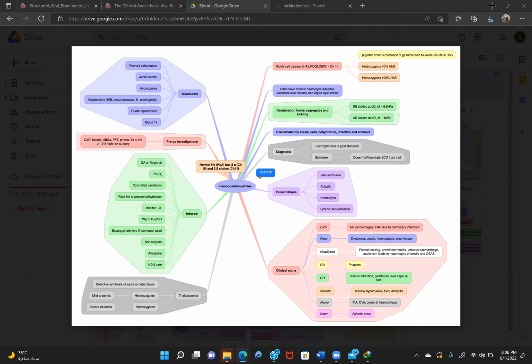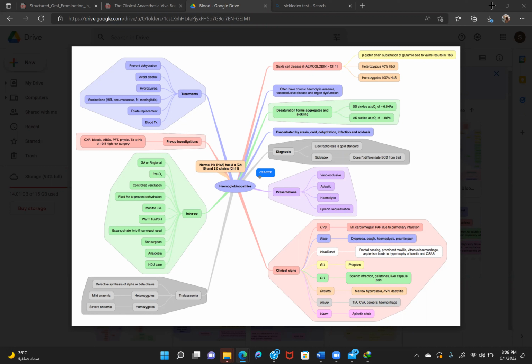In the respiratory system, there will be dyspnea, cough, hemoptysis, and pleuritic pain. All this is because of ischemic symptoms, and it may result in pulmonary infarcts. There may be severe chest pain, that is pleuritic chest pain. And in the head and neck, frontal bossing and prominent maxilla.